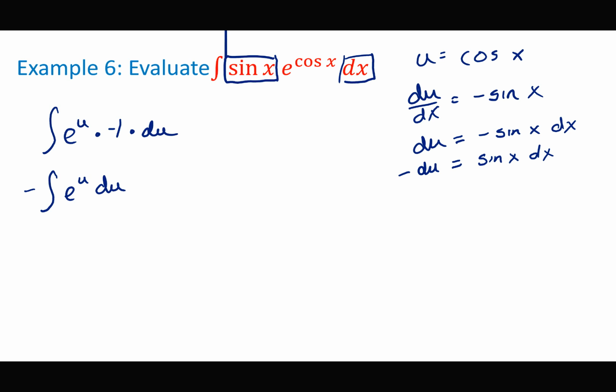My variables are the same, so I have a green light to integrate. Antiderivative of e to the u is e to the u. That negative comes along, plus c. Last step, putting in actually what u is, so negative e to the cosine of x plus c.